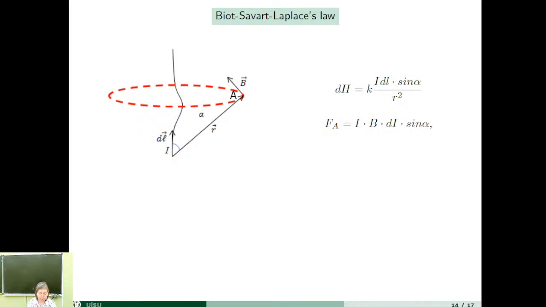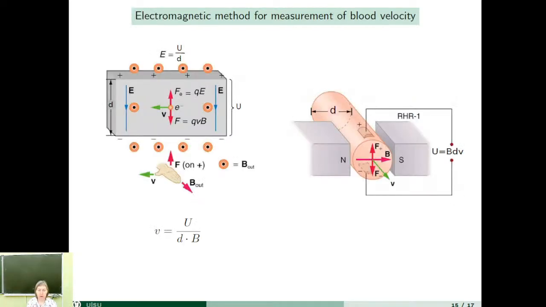Talk about the electromagnetic method for measurement of blood velocity. We have seen the effect of a magnetic field on free moving charges. The magnetic field also affects charges moving in a conductor. One result is the Hall effect, which has important implications and applications.